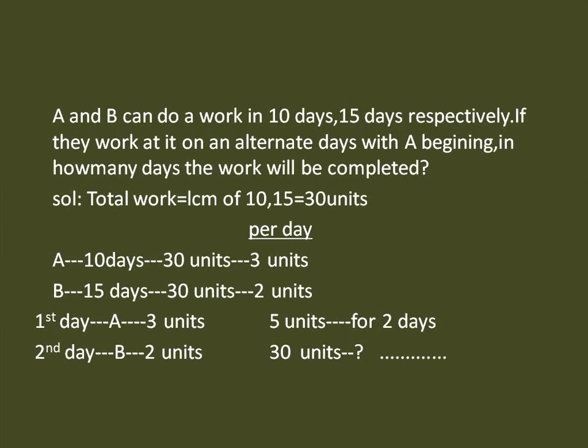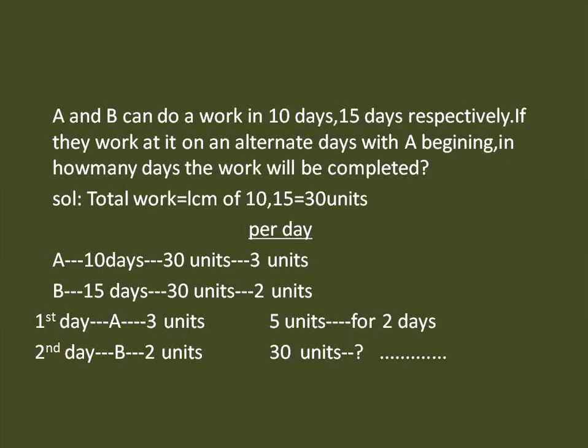Here they are working on alternate days, like first with A beginning. So what does it mean? On the first day A is working and on the second day B will work. Third day A, fourth day B. So here we can generalize one thing: on odd days A is working, on even days B is working. Right? You have to keep this point in mind. This is very useful for the calculation.